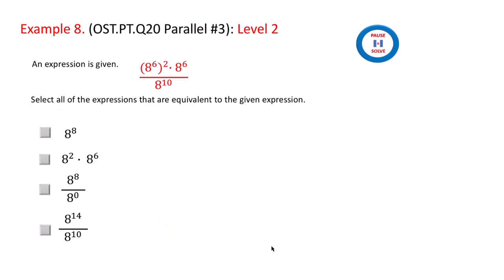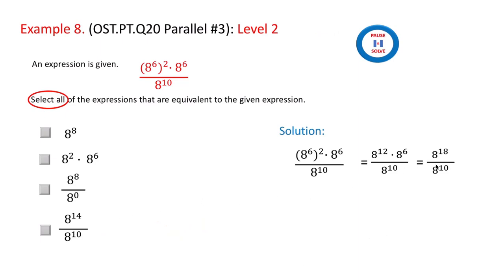Last one of level 2, the same question, select all. Okay, so start with this here. 6 times 2 is 12. Still, I don't have it here. Now I'm going to add 12 and 6, 18, 10. Still not here. 18 minus 10, 8 to the power 8. So that's right here.